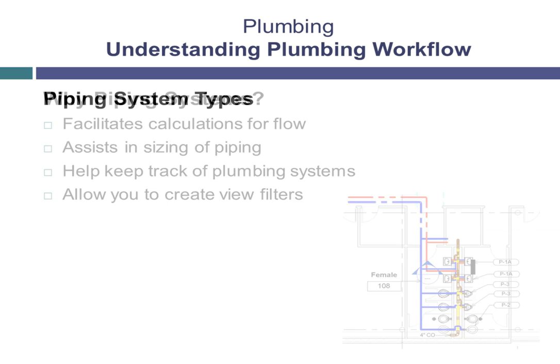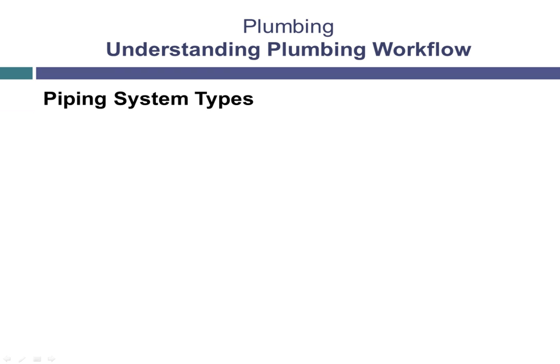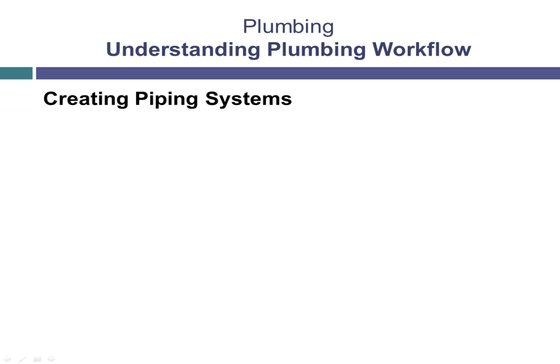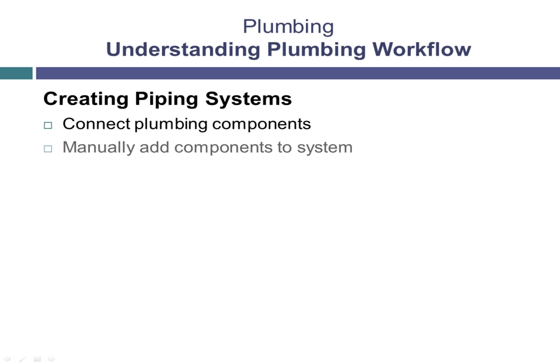Recall that there are several default piping system types. However, you can create additional custom system types to handle the needs of the plumbing systems in your project. Remember that piping systems can be created in two ways. One way is to simply add pipe to connect the components, and they will automatically be added to a piping system. The other way is to select the components and manually add them to a system. Then you can have Revit generate and lay out the piping.